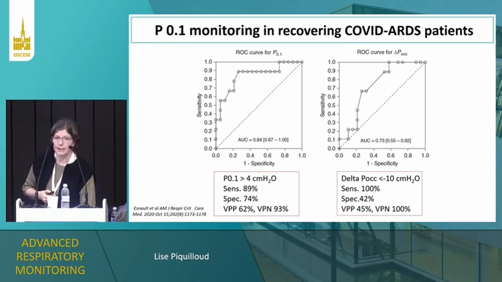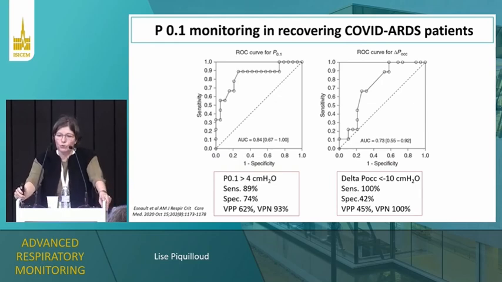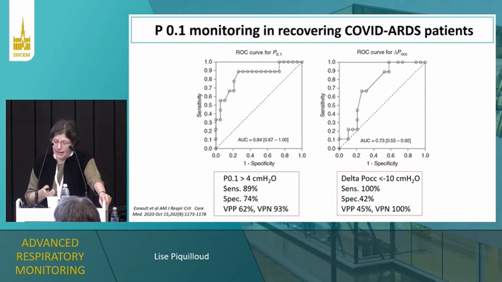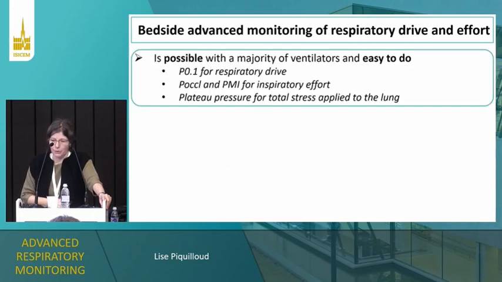And the predictive value of those two measurements to predict worse evolution of those patients and coming back to controlled ventilation was very good, with a threshold of 4 for PO1 and of -10 for occlusion pressure. Then this is the first patient data suggesting that we could use that in our daily clinical practice to set the ventilator and not only to measure, but probably that it's a very promising approach.